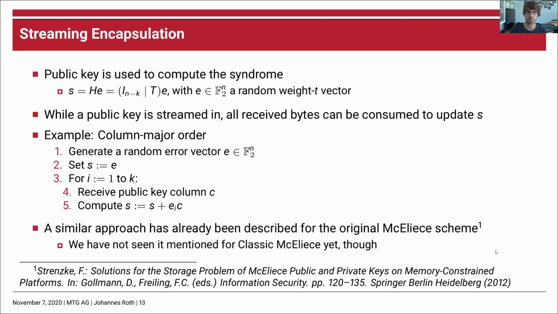So the syndrome is computed by multiplying H by E, where H is the parity check matrix with the first n minus k columns being the identity matrix and the rest being the public key. And E is a random weight t vector that has to be generated for each encapsulation operation. And the goal is now to consume all bytes of the public key that are received and update our intermediate result of the syndrome.